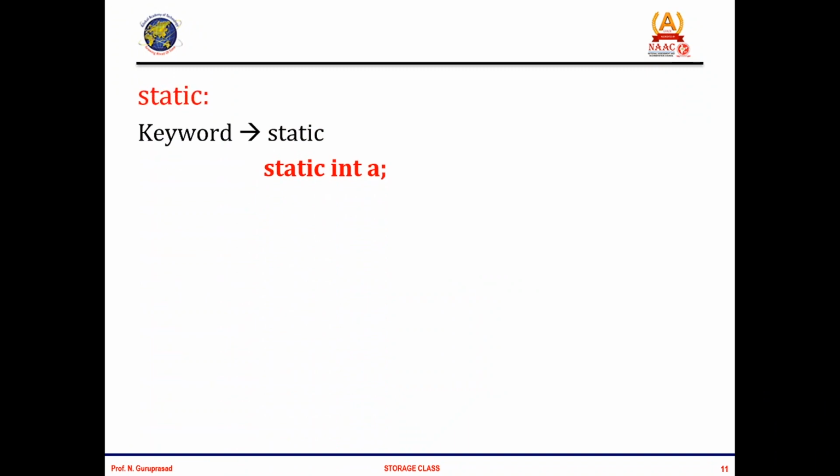The next type of storage class is static. This type of storage class is invoked by the keyword static, and the example is static int a. Now, let us see how this keyword static gives you the answers to the four questions.